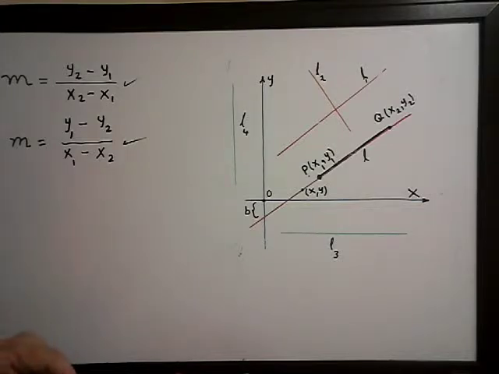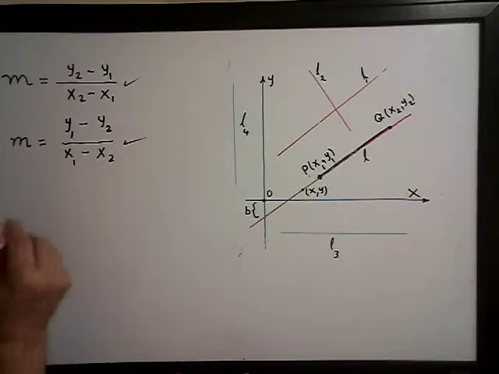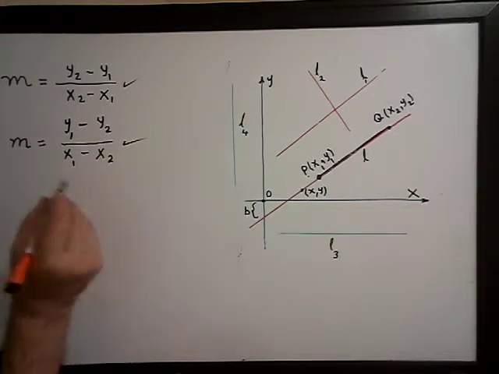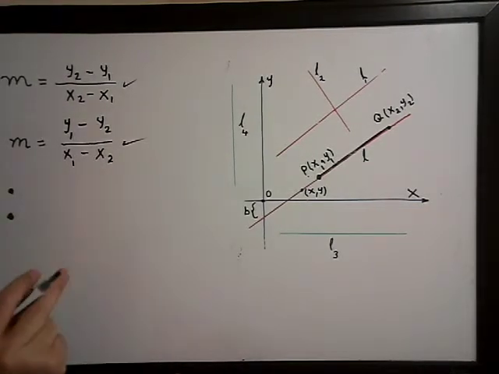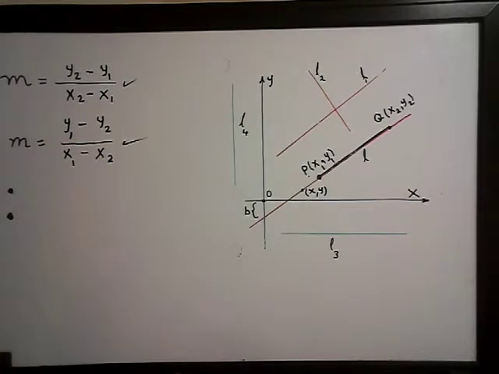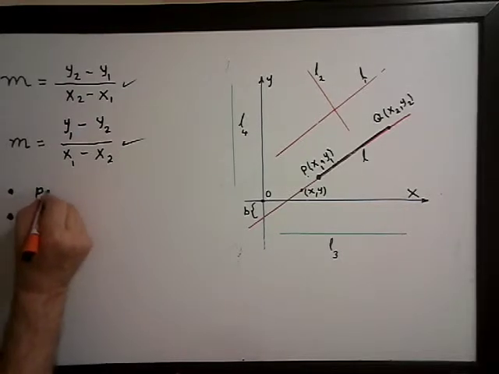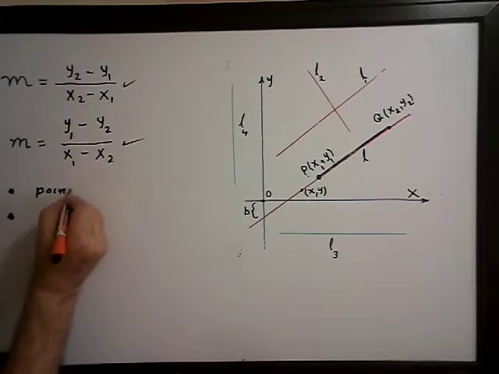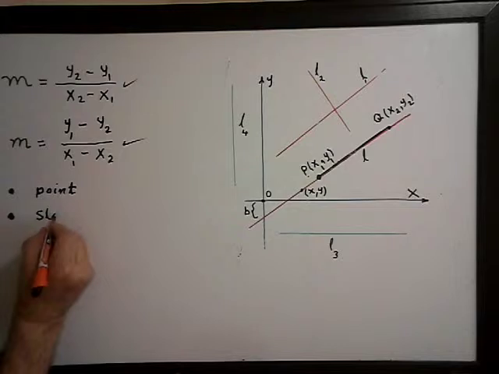The slope is the main factor we have to use to write the equation of a line. For any line, when we need to find its equation, we should have two pieces of information, like one point on the line and the slope of that line.